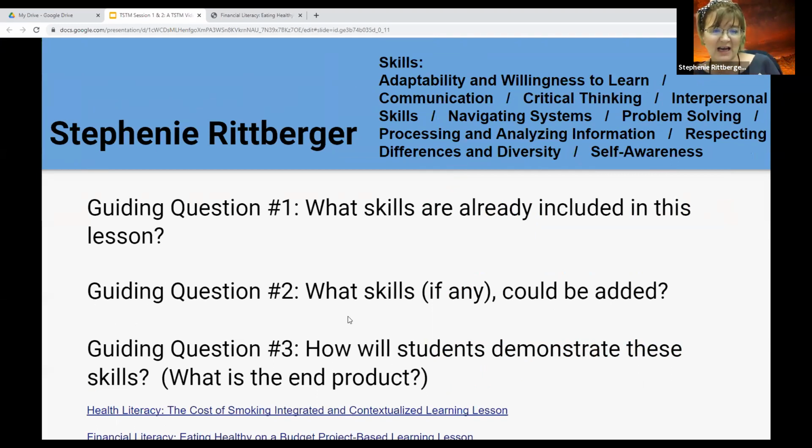So in terms of the guiding questions, there were tons of skills included in this lesson. What skills, if any, could be added? I didn't think that I wanted to add any additional skills because I was working with a lot of different moving pieces, and it was interesting that the students directed where we went with that.